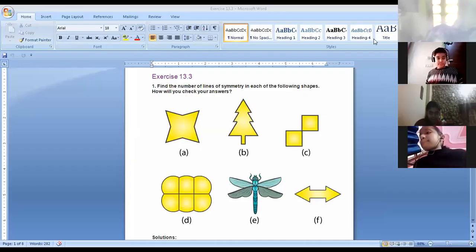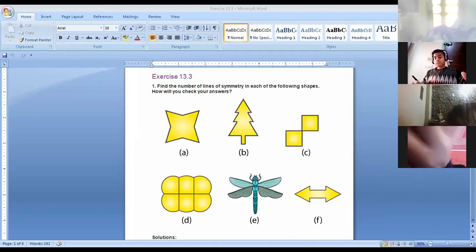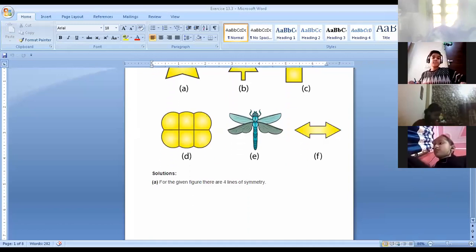Children, today we are going to start with exercise 13.3. Question number 1. You have to find out the number of lines of symmetry in each of the following shapes, and how will you check your answer that you have to do it. So all of you draw this diagram.